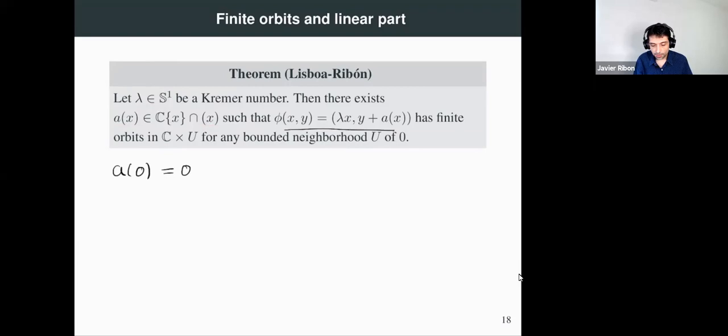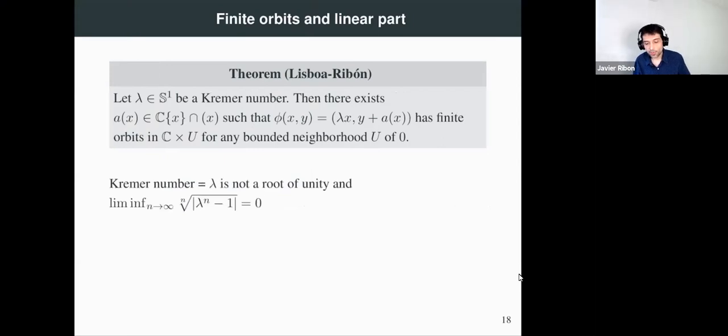And you can consider this diffeomorphism over here. Indeed, in the examples, we find examples in which A is an entire function. So if A is an entire function, this is a diffeomorphism of C2. And you can find some A such that this diffeomorphism has finite orbits in C times U for any bounded neighborhood U of 0. Okay. In particular, for any bounded neighborhood of 0 in C2.